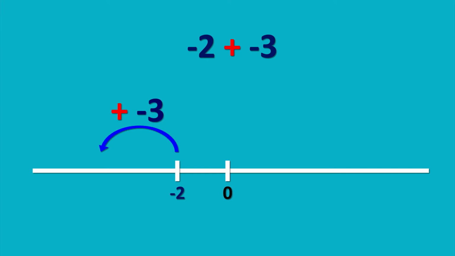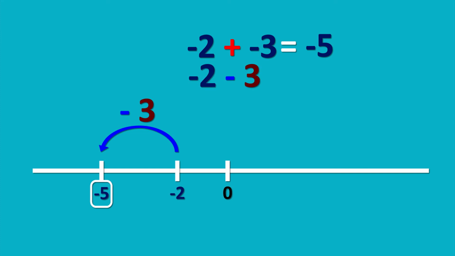Let's apply that to a trickier one now. This time, we're doing -2 add -3. As always, I start at the first number, so I start at -2, and then as we saw in the previous example, when I add a negative number, that's the same as subtracting, so I'm going to the left, and I'm going to go 3 spaces to the left, which will take me to -5. So -2 add -3 is equal to -5. Again, adding a negative is the same as subtracting, so we could have written this as -2 take away 3, which also has an answer of -5.